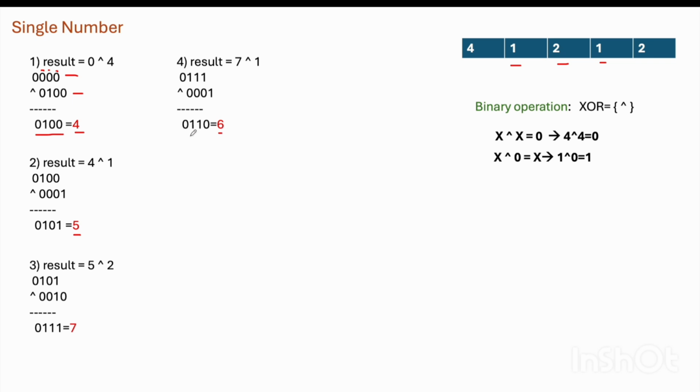0 1 1 0 is the binary representation of 6. In step 5, we compare the step 4 result 6 with the last element in the array, the 2. After solving that, we find the result is 4. So this is the unique number in the array. In this way, we can easily find the unique number.